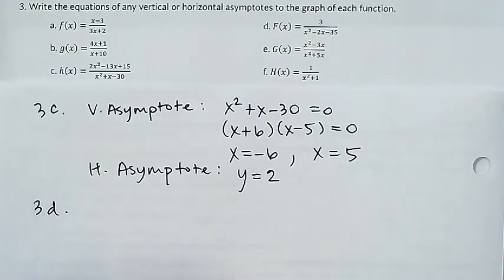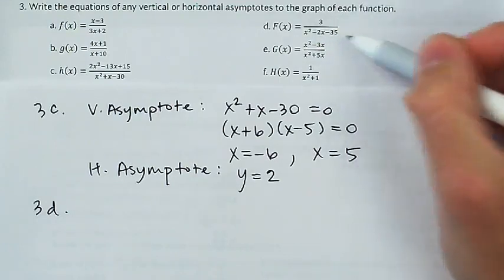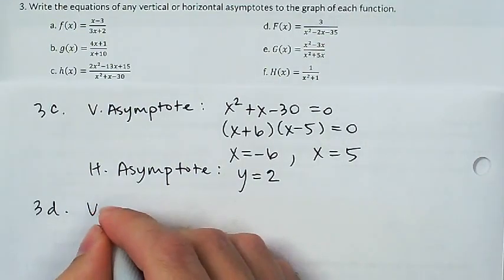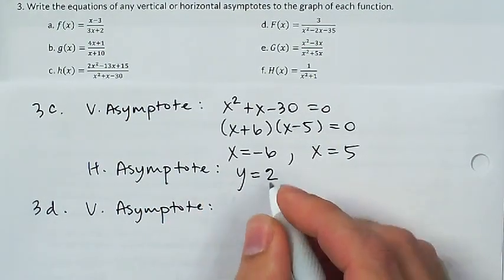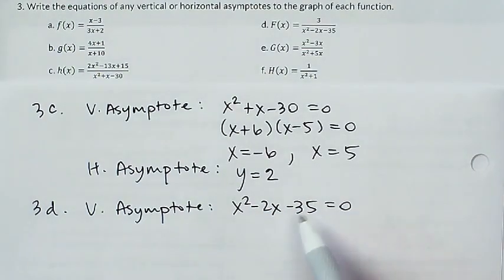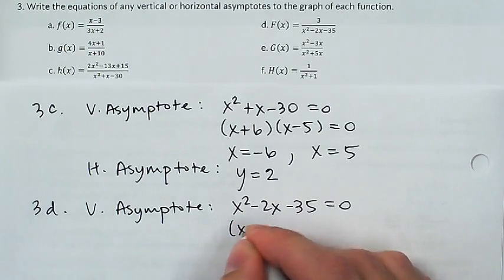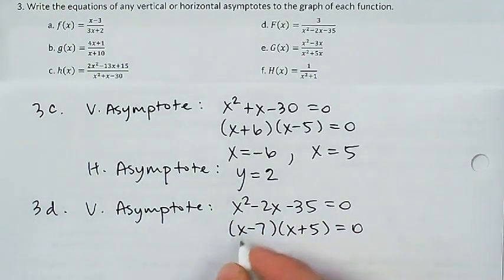For 3d, I've got f of x equals 3 over x squared minus 2x minus 35. So for the vertical asymptote, I'm going to set the denominator equal to 0. I'm going to try to factor. Factors of 35, I know 35 times 1 and 7 times 5. So yeah, 7 and 5, that can make negative 2. That would be x minus 7 times x plus 5. So that would be true when x is either equal to 7 or negative 5.